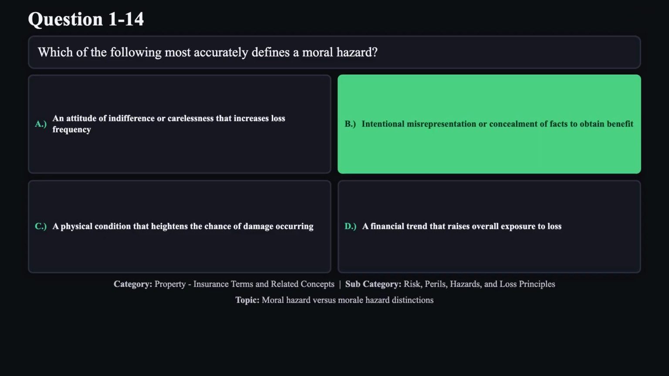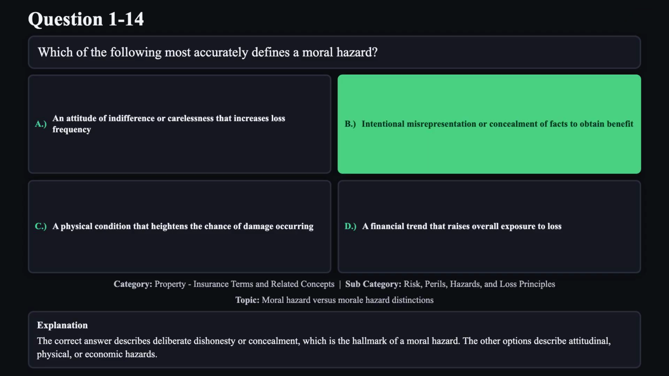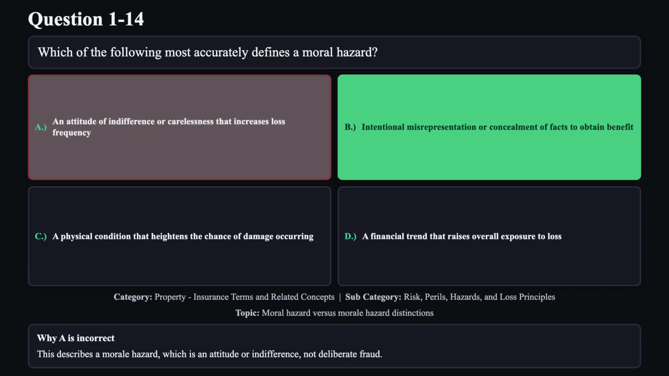The correct answer is B. The correct answer describes deliberate dishonesty or concealment, which is the hallmark of a moral hazard. The other options describe attitudinal, physical, or economic hazards. Reason A is not correct. This describes a morale hazard, which is an attitude of indifference, not deliberate fraud.